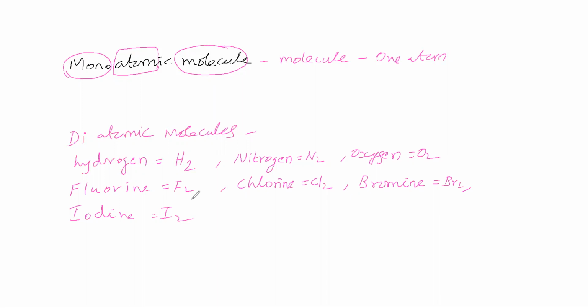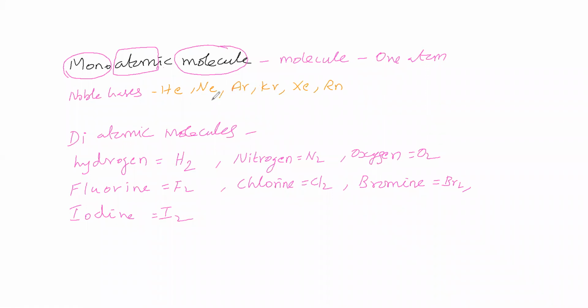So these are diatomic molecules. Likewise, which ones are monoatomic molecules? One example is noble gases: helium, neon, argon, krypton, xenon, radon. These are noble gases. These are monoatomic molecules.